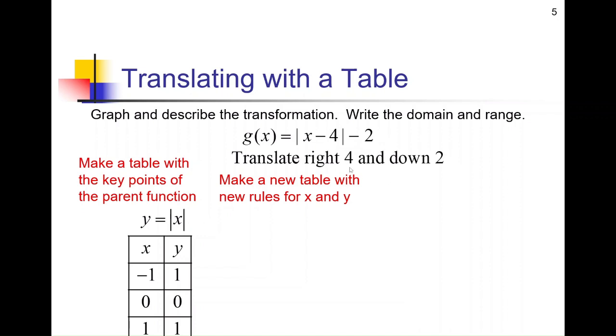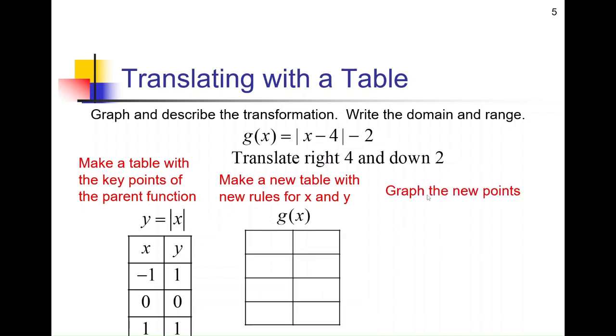So once we've figured this out, we're going to change all the x and y values in accordance with this. So what do you have to do if you're going right 4? What do you have to do to the x values? What do you have to do to the y values if you're going down 2? I'm going to give you some time to figure that out. Once you've made a new table, you're then going to graph the new points from this new table, which we'll call the g of x table, and see what that does to our function. And then we'll talk about domain and range after that. So give this a shot first.